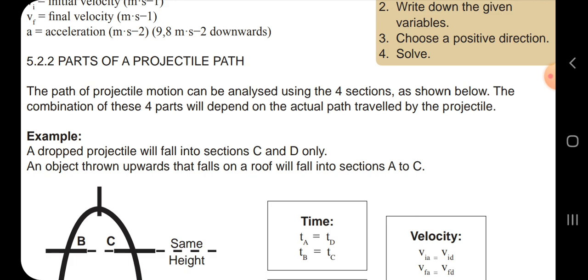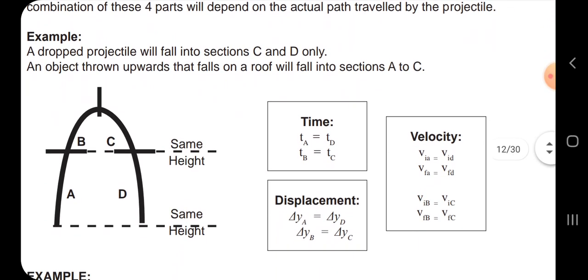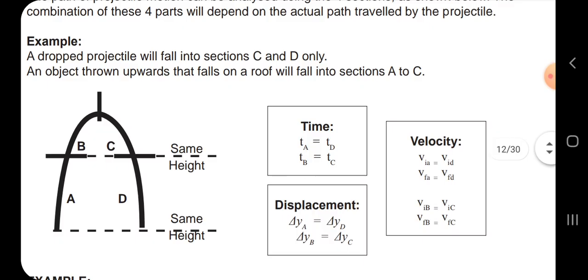So, parts of a projectile path. The path of projectile motion can be analyzed using the four sections. As shown below, the combination of these four parts will depend on the actual path traveled by the projectile. So let's look at this. A dropped projectile will fall into section C and D only. A projectile thrown upwards that falls on a roof will fall into section A and C.